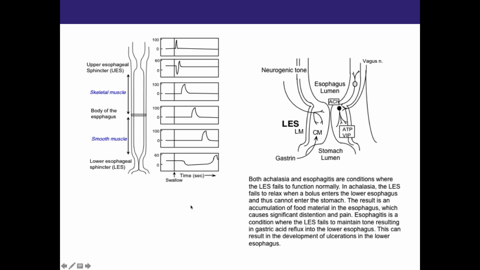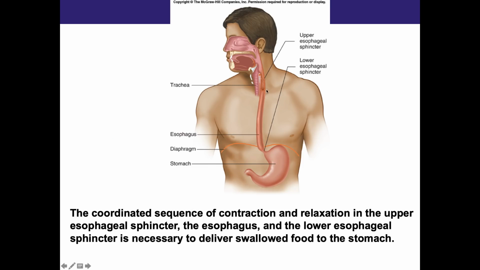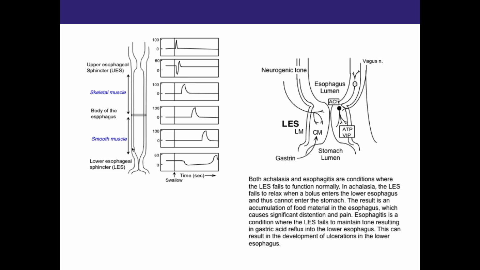Okay, so going back to this one, remember the upper esophageal sphincter is under skeletal muscle control. The lower esophageal sphincter is under smooth muscle control. Okay, so you can see it in this figure too. Here's the esophagus. You can see skeletal muscle at the top and smooth muscle here at the bottom. So when I was talking about myasthenia gravis, remember, that attacks nicotinic acetylcholine receptors, so it causes muscle weakness of this upper part of the esophagus.